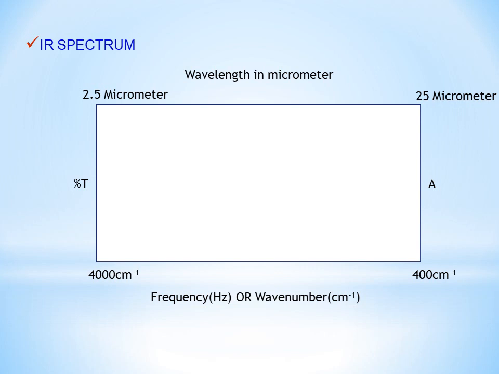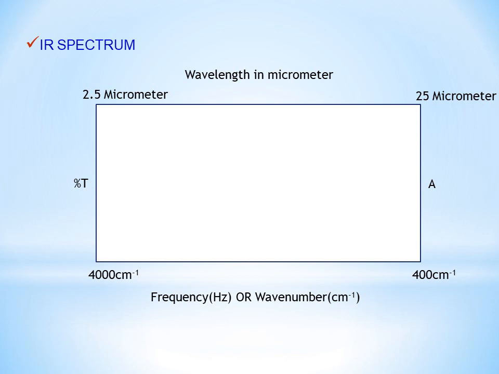Then the second one, the bottom portion, where the frequency in hertz and wave number in centimeter inverse are given, and the frequency starts from 4000 centimeter inverse to 400 centimeter inverse. That starts from a higher value and ends at a lower value.